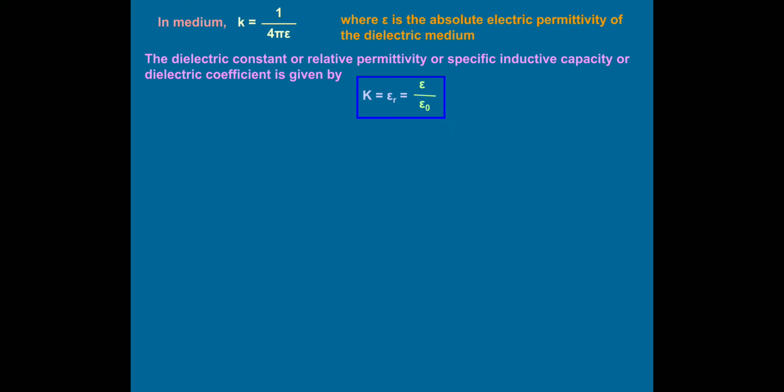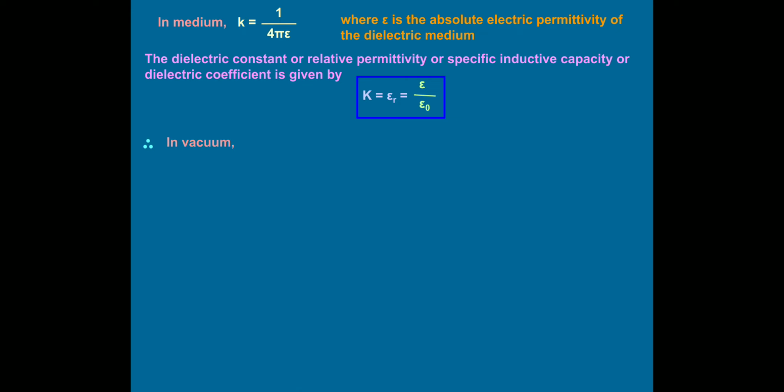So the ratio between them is K, capital K. This K is different from the former one because the former one was the smaller k. The capital K is equal to epsilon r. What is epsilon r? Relative permittivity, because it is explaining the relation between the permittivity of free medium, vacuum, and the medium. So epsilon r is equal to epsilon by epsilon naught.